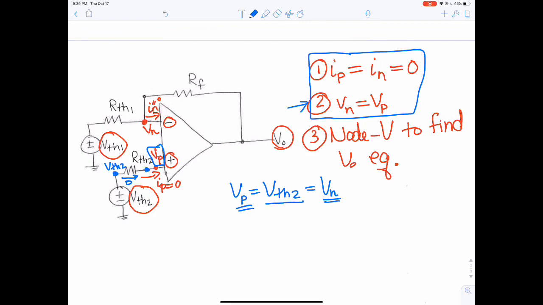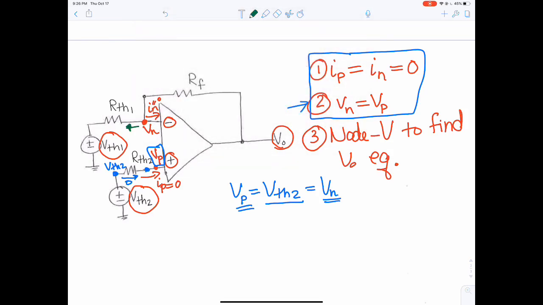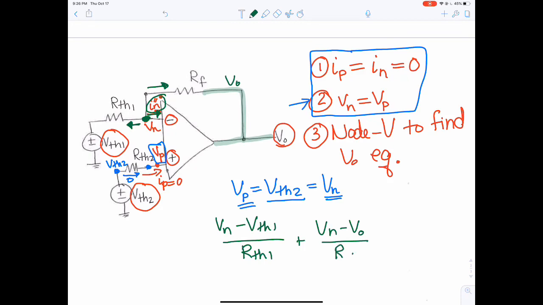The next thing we're going to do is write an equation for our node at Vn. So the current described in this branch is going to be Vn minus VTH1 over RTH1. The current in this branch going off that node is 0. And this branch current is described as Vn minus Vo. Notice over here that this whole wire is Vo. So that node is Vo. And that's going to be over Rf.